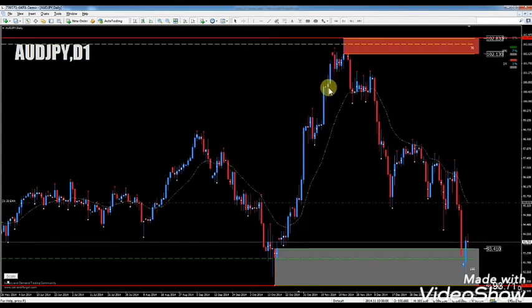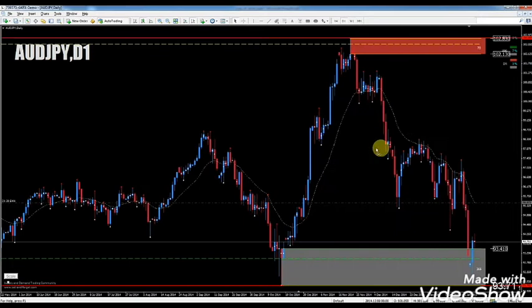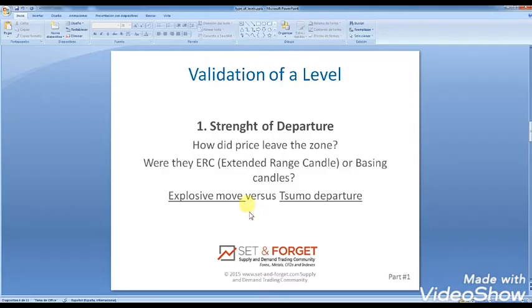So we have to detect that. We also have basing candles that are ERC. Those are not typical, but they happen as well. Let's say, I don't see any over here, but we'll probably locate some on the weekly. Well, we'll see to them later, maybe. So, as we were saying, the strength of departure.